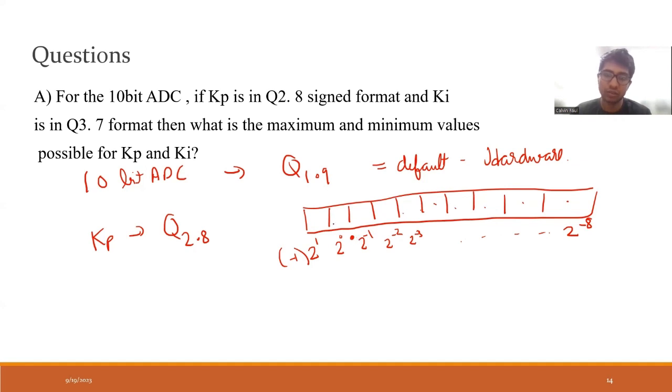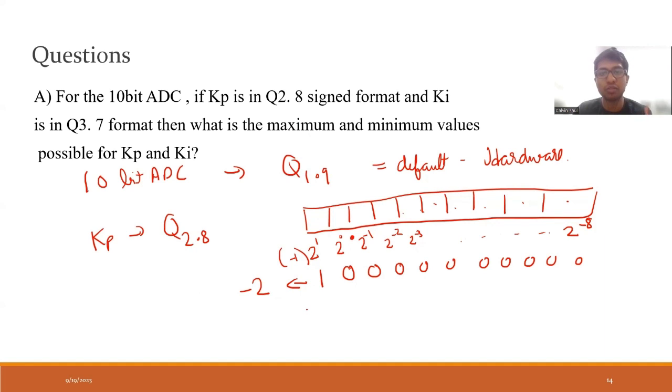If I want to find the maximum negative value, all these positive weights, 2 raised to 0, 2 raised to minus 1, 2 raised to minus 2, and so on, will add if they are 1. But I want to find the most negative number, so I must just do 1, 0, 0, 0. Everything else will be 0. Then the value I get is minus 1 into 2 raised to 1, which corresponds to minus 2. So in Q2.8 format, the most negative value is minus 2.